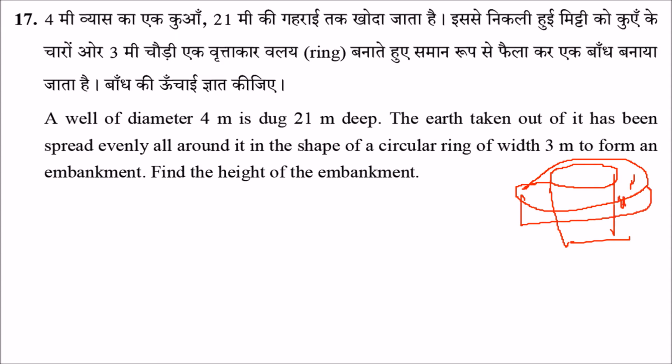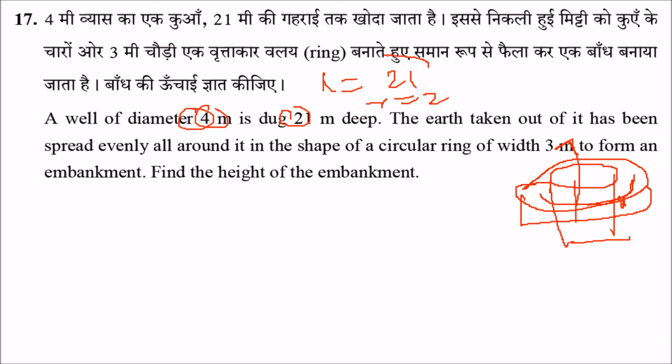So the height of the well is given, 4 meter, this is 21 meter, and the diameter is also given. So h of this cylinder is 21. The diameter is 4, so the radius is 4 by 2, which is 2. So the volume of the earth taken will be equal to the volume of the earth being spread.